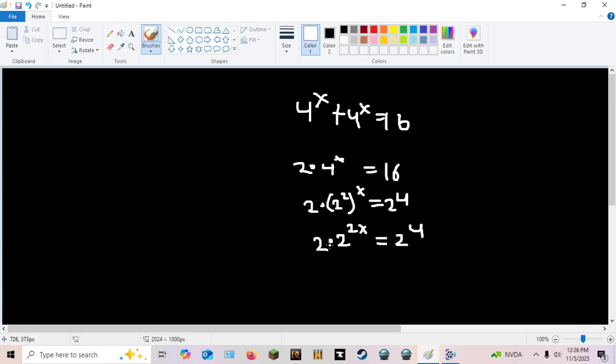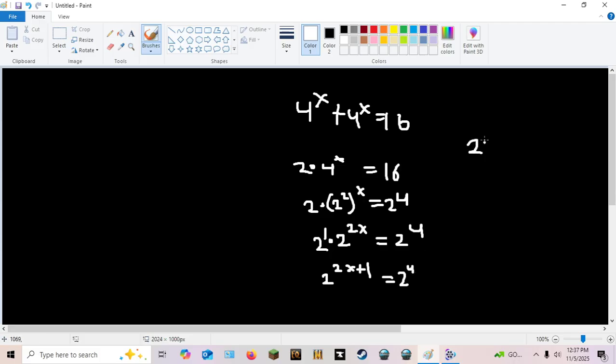So, we can't combine. By the way, 2 has an invisible exponent of 1. So you can write it as 2 raised to the 1 plus 2x, which is 2x plus 1, equals 4. Neither of them are the same. But the one you need to be careful with here is the mistake again. 2x plus 1 is not equal to 3x. You can't combine like terms. Think of fractions like terms. So we just leave it as 2 raised to the 2x plus 1 equals 2 raised to the 4th power.